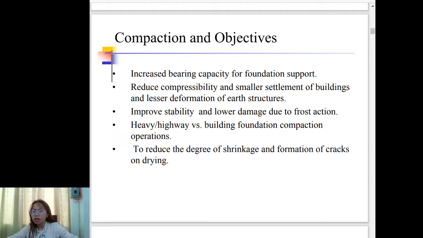due to frost. And then, heavy highway versus building foundation compaction operation. So there should be compaction operations even in highways and building foundations. Then, to reduce the degree of shrinkage and formation of cracks on drying.